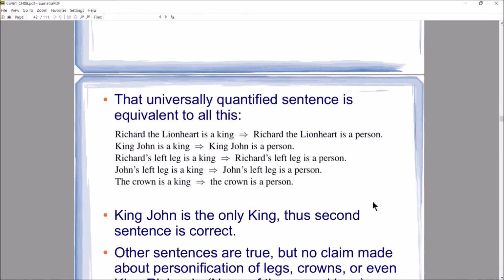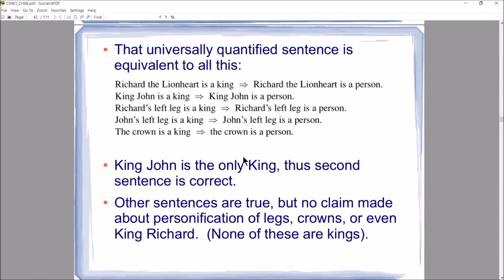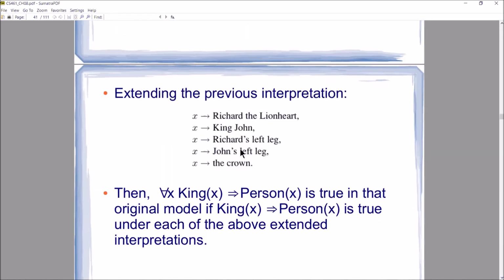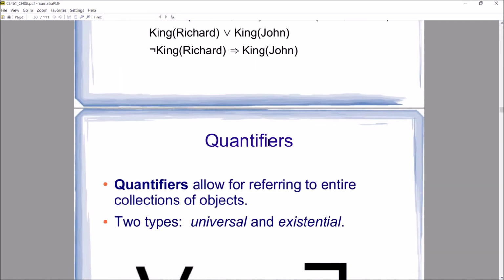Now, there's only one of these sentences that are actually correct. The second one, King John is the only king, so that's the one that's correct. And remember in our model, that figure that I showed you earlier, let me scroll back to it just to remind you.